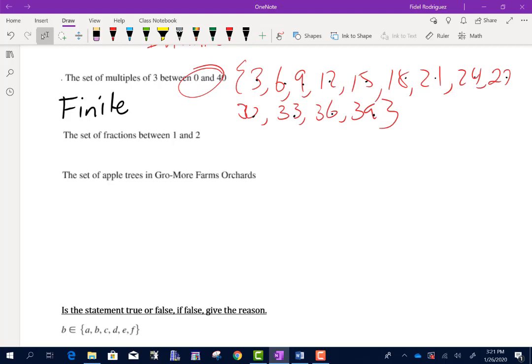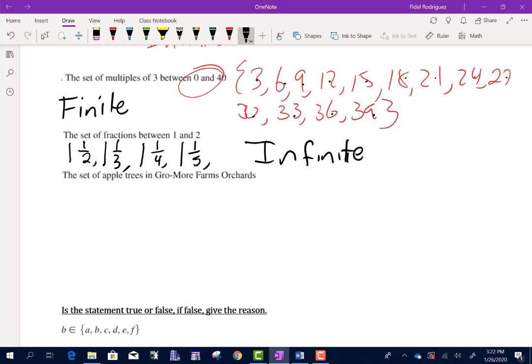The set of fractions between 1 and 2. So let's think about a fraction between 1 and 2. What about 1 and 1/2? Could we also do 1 and 1/3? 1 and 1/4? 1 and 1/5? Do you see that I could keep playing this game and I wouldn't even get all the fractions, but that's just one type of fraction that would be between 1 and 2, and that would never end. So this here again, guys, would be infinite, right?